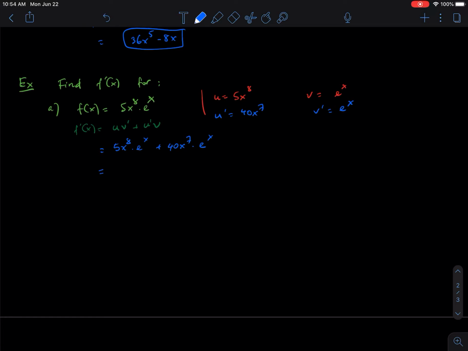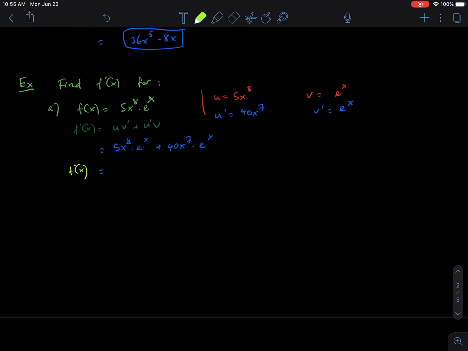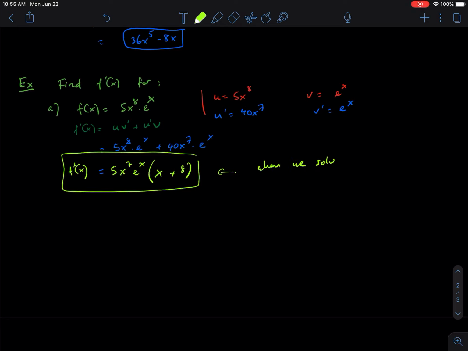We can factor out e to the x to simplify this. Actually, we can factor out e to the x, and then we can even factor out 5 times x to the 7. All right, so on the first term we have x left over, on the second term we have 8. So that's how we simplify the answer, because this part here will become useful when we solve for horizontal tangent lines coming up.